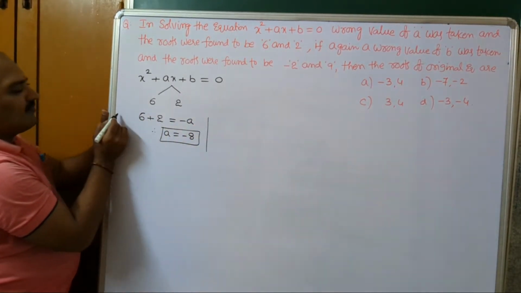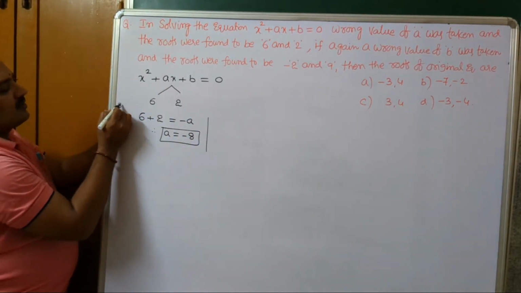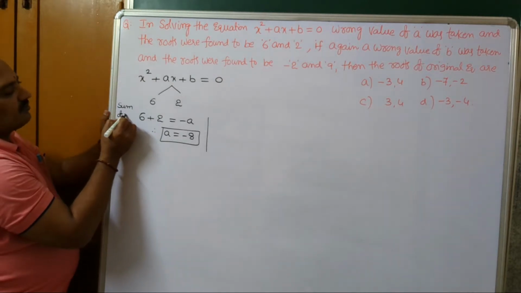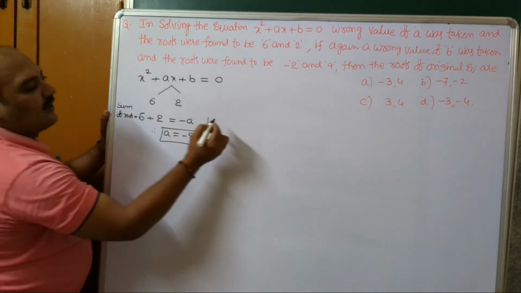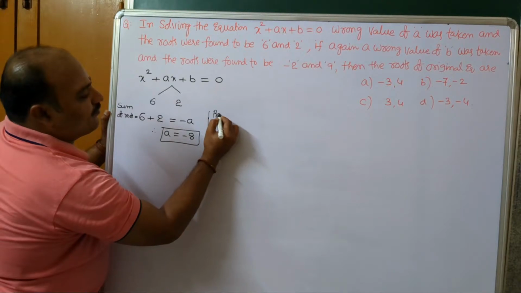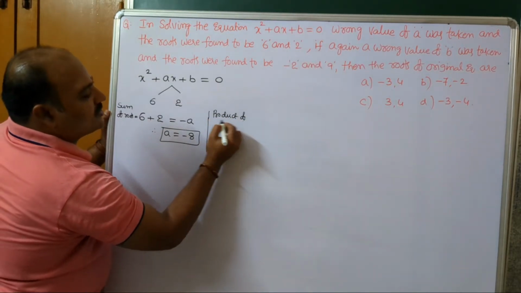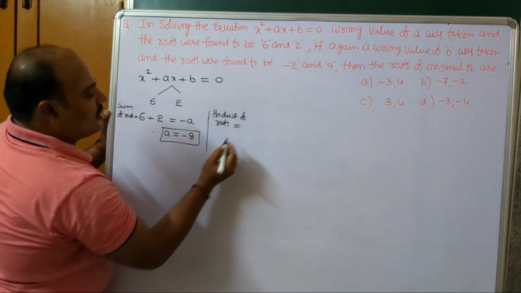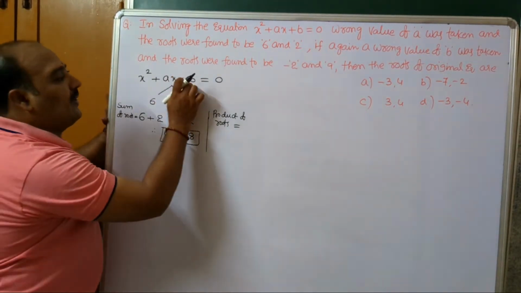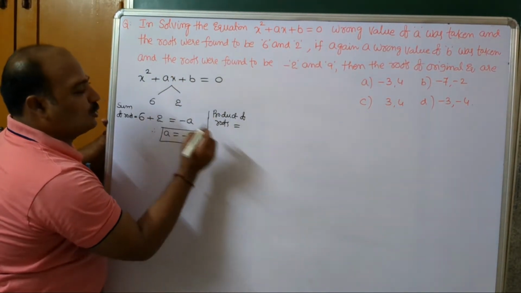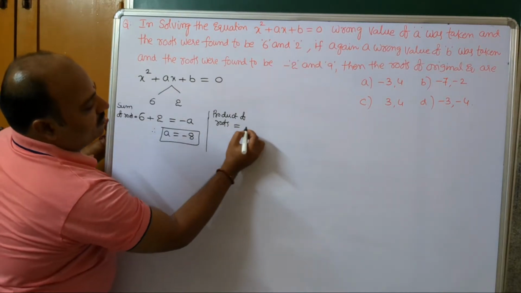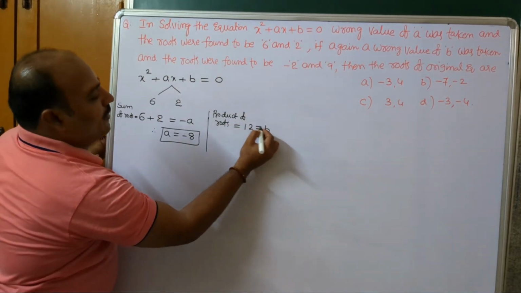Similarly, this is sum of the roots. Next, product of the roots. Product of roots, alpha into beta. So b equal to 6 into 2, 12. 12 equal to b.